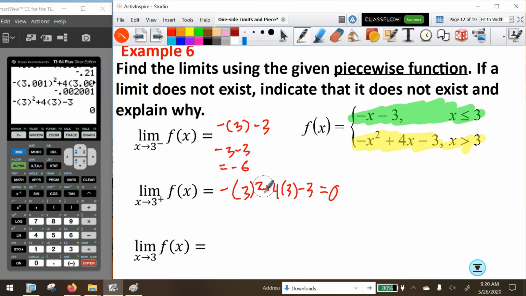So the left-hand limit and the right-hand limit don't match up. Therefore, what we say is that the limit does not exist because the left and right-hand limits don't agree. The limit does not exist. The ordinary limit as x approaches 3 does not exist because the left and right-hand limits don't agree.